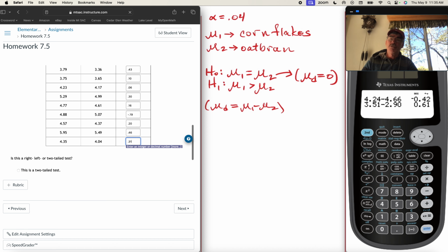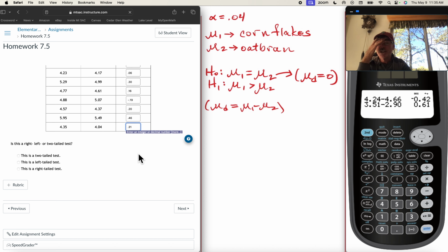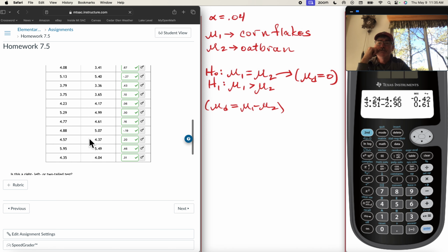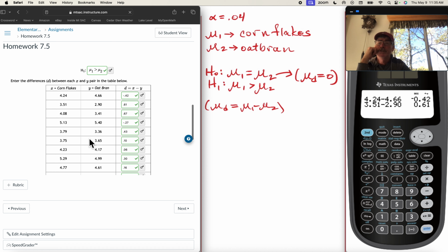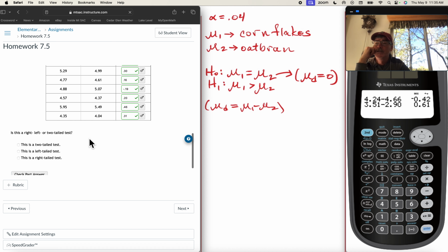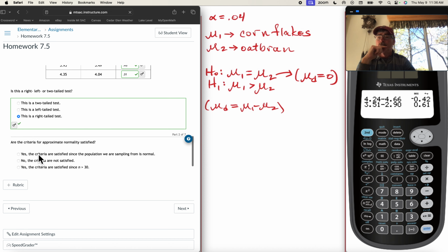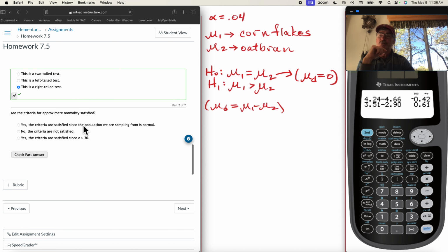And then obviously at some point we're going to need to check these. Actually, I'm just going to do that right now, see if they're right. Everything's good. Okay, so that's important. And then is it a right tail, left tail, or two tail test? We say mu1 greater than mu2, so that makes this a right tail test. All good.